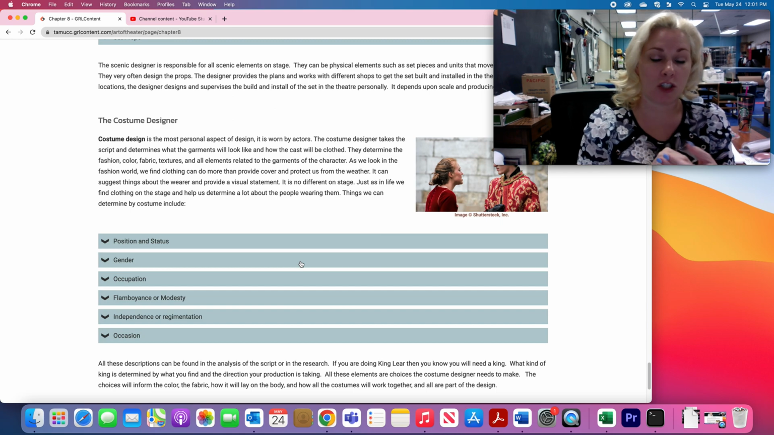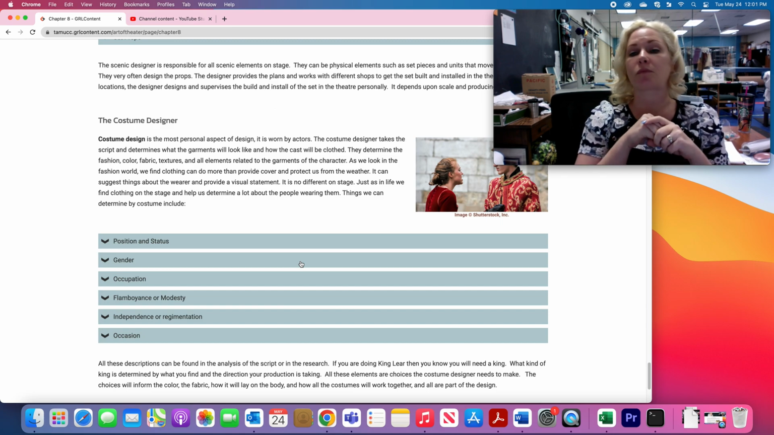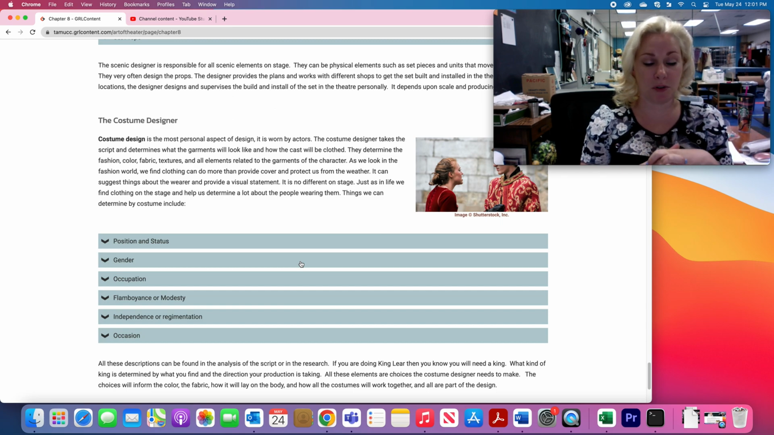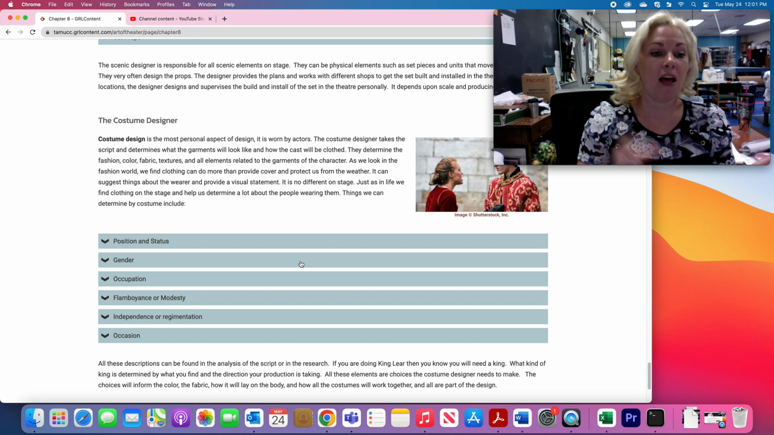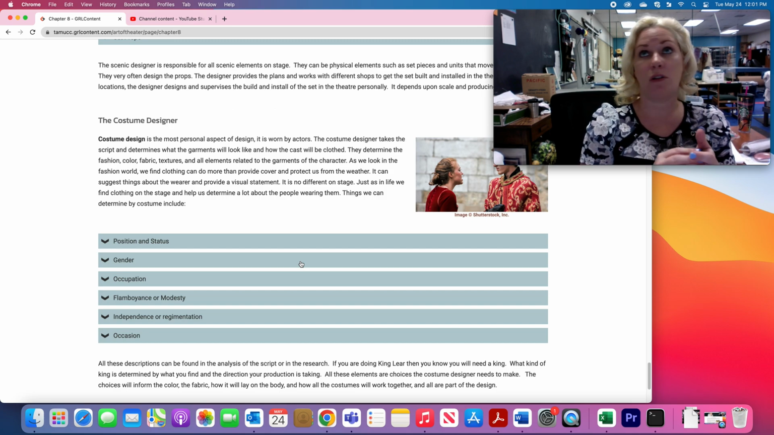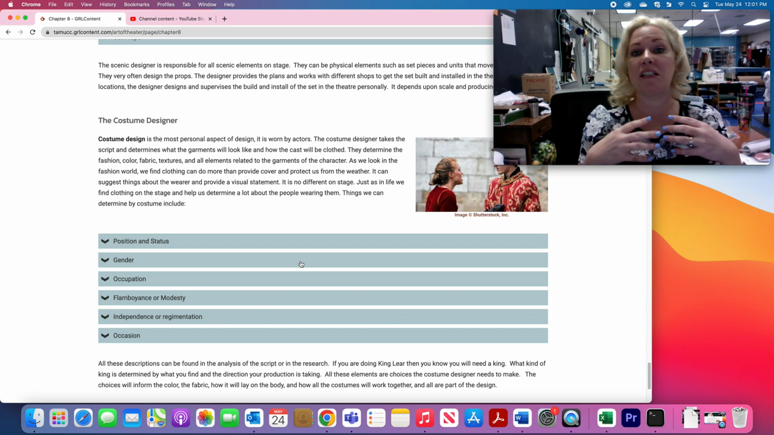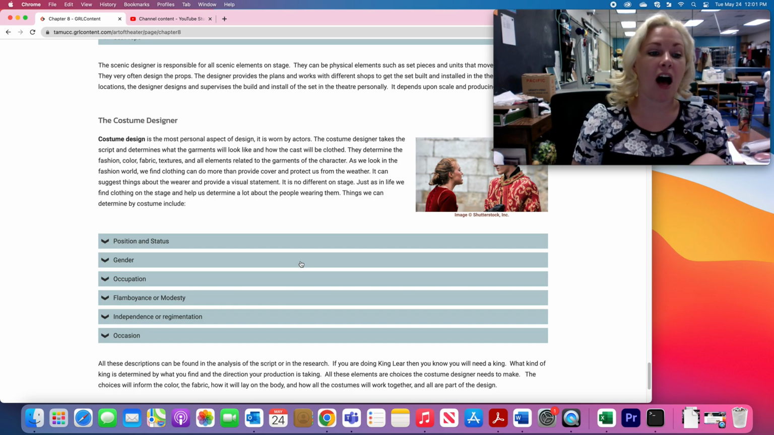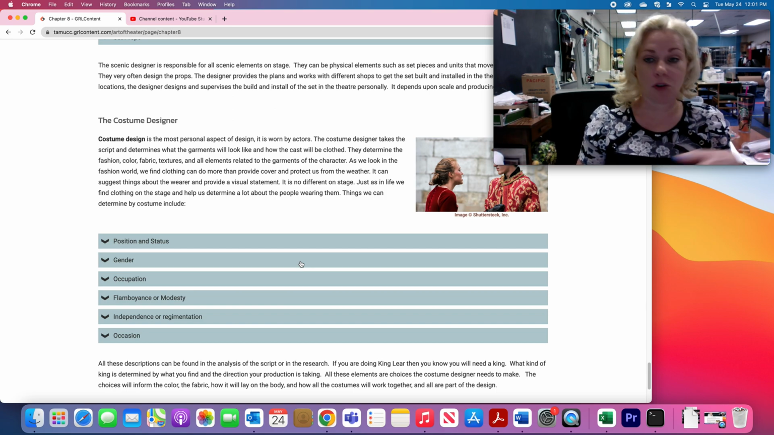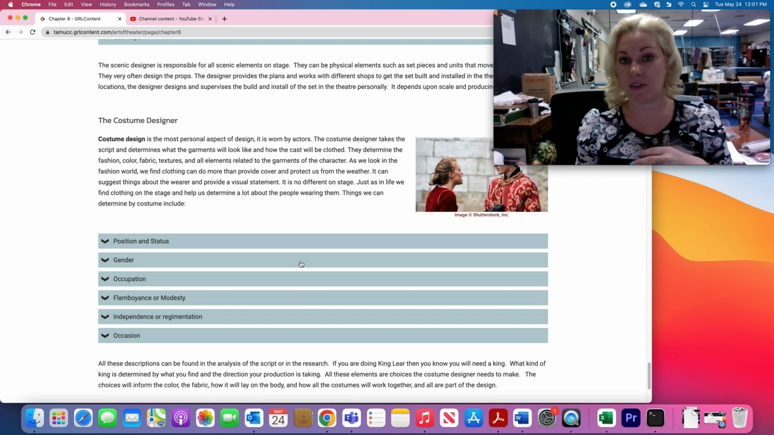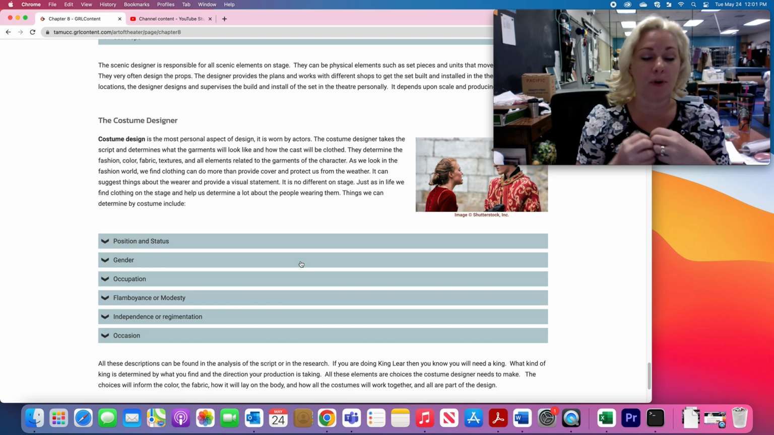Immediately when you see a costume, let's just say, for example, Cinderella, you see the stepmother and stepsisters, you immediately know their position. You know that they have money, okay, or at least are pretending to. You know that they are females. They're classically in dresses. Occupation, probably don't have any because they don't look like they work, okay? If they're flamboyant or modest, you can play it so many different ways. If they're independent, and what the occasion is. Is it an everyday occasion for a wealthy person or not?